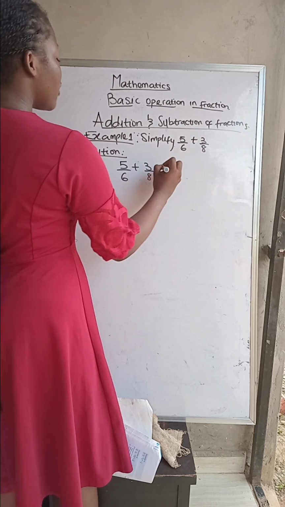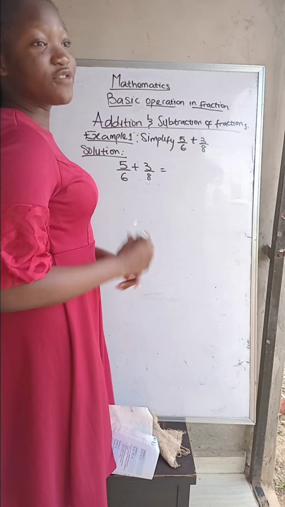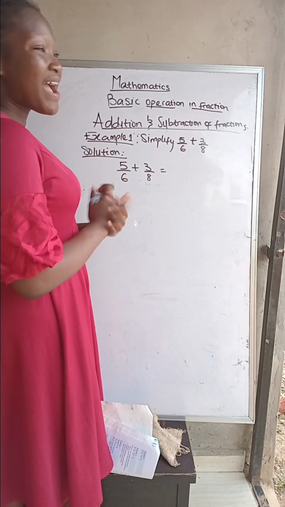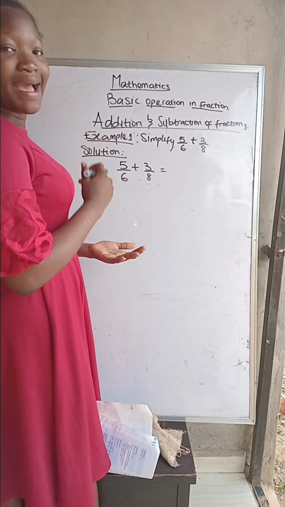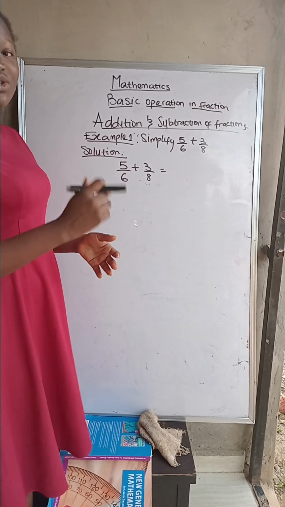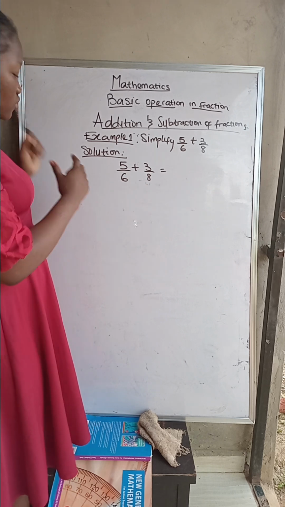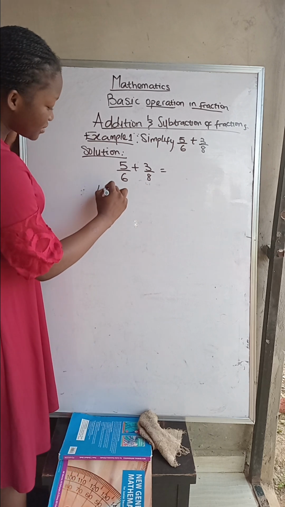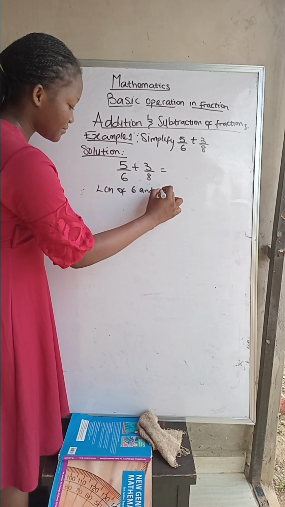Now let me tell you the first thing to do when you see a fraction with different denominators. The first thing you do is to find the LCM of the denominators. The what? The LCM of the denominators. So now we have 6 and 8 as the denominators of this fraction. So the first thing is what? LCM of 6 and 8.